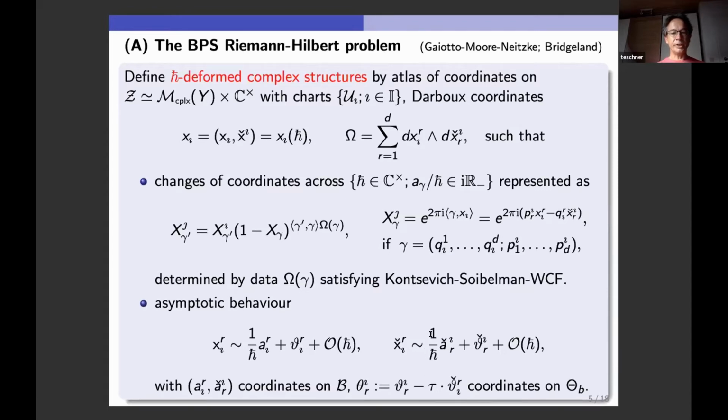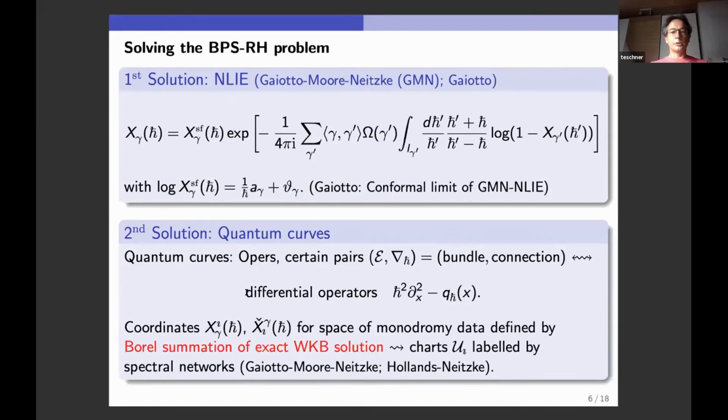Okay, so this is, if you want, defining the problem, and there are more sophisticated formulations of this. The problem to find these coordinates, given the data omega satisfying the Kontsevich-Soibelman wall crossing formula, can be called a variant of the Riemann-Hilbert problem, and that is the point of view going back to Gaiotto, Moore, and Neitzke and more recently further developed by Tom Bridgeland. There are two known ways to solve this problem.